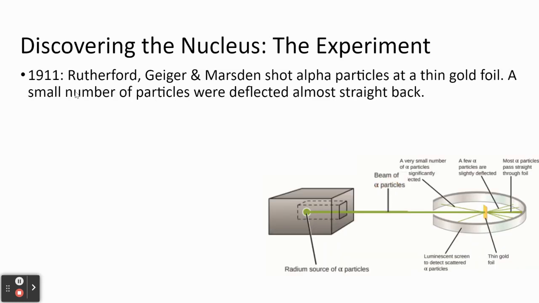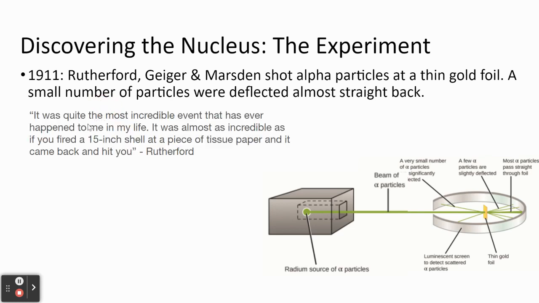So then they started experimenting. So Rutherford and some other scientists shot alpha particles into a thin gold foil. A small number of those particles were deflected almost straight back. And Rutherford said, "It was quite the most incredible event that has ever happened to me in my life. It was almost as incredible as if you fired a 15-inch shell at a piece of tissue paper and it came back and hit you."